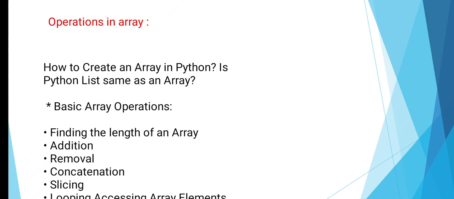Next, slicing. What is meant by slicing? Slicing means printing the array elements between one index and another index. The last one, looping, accessing array elements. Here we access the array elements by using loops. What loops mean we will discuss in our next videos. So this is about the basic operations in array.